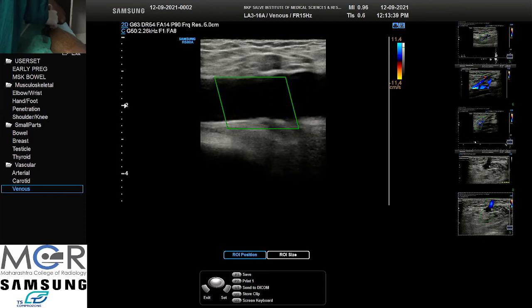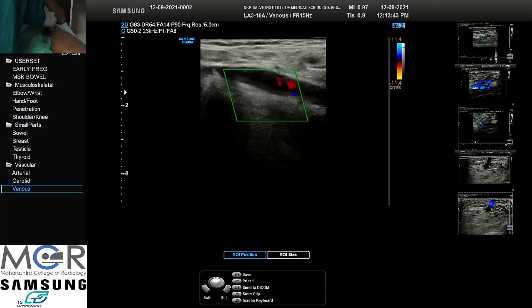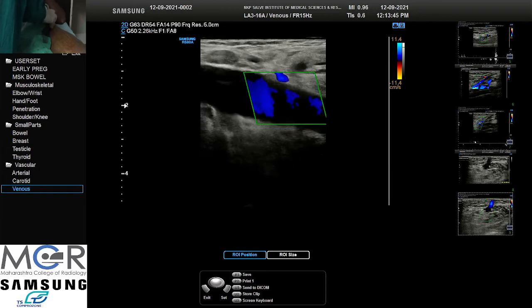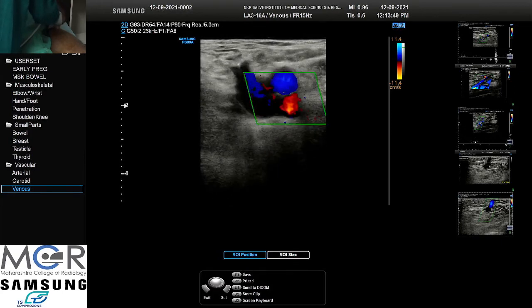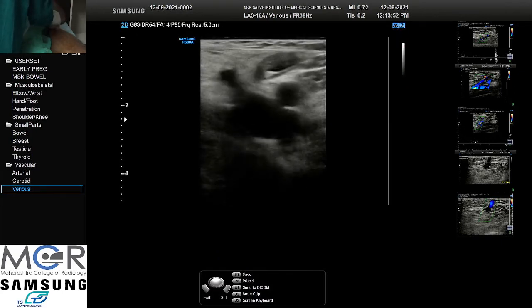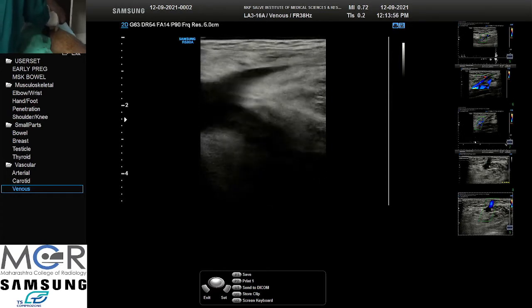That is the femoral vein. So there is no DVT. It is collapsible. So okay, there are no complications. We have to note that after the procedure, patient will be having some amount of reflux in the saphenofemoral junction because we have not ablated the junction.